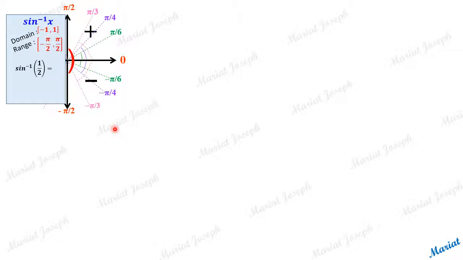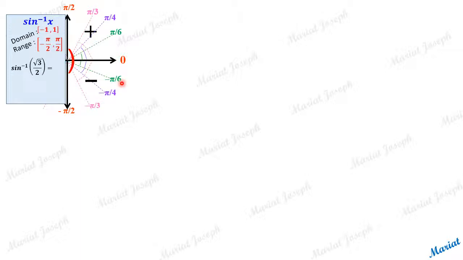Let's consider a few values. Sin inverse of half is pi by 6. Don't think 5 pi by 6 could also be an answer, which is in the second quadrant. That has already been deleted during the process of making it a 1-1 function. So sin inverse of half will never be 5 pi by 6, which is a second quadrant angle. It will be only pi by 6. Sin inverse of minus half cannot be an angle of the third quadrant. It will be only minus pi by 6.